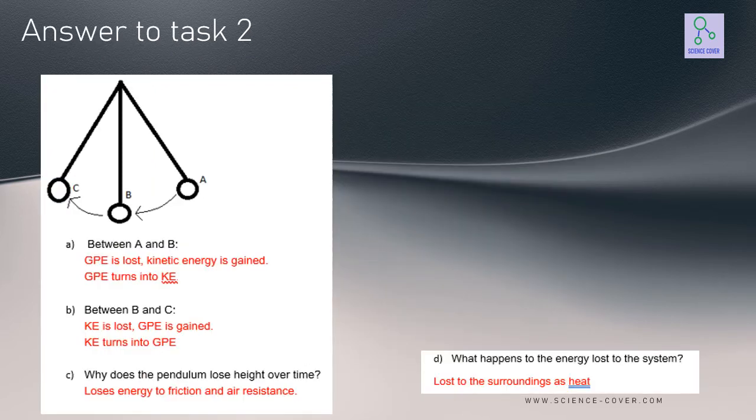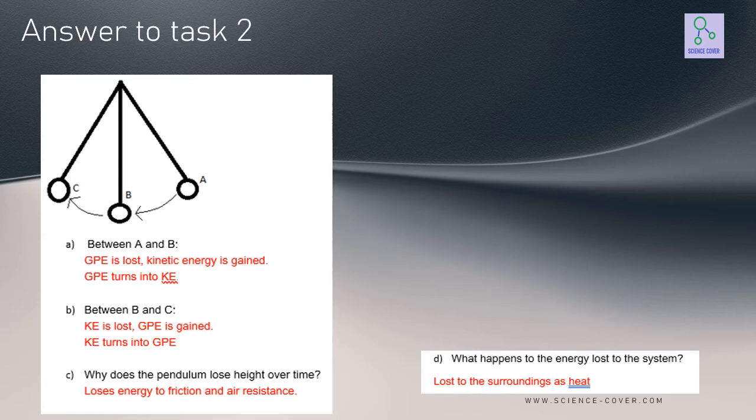Let's have a look at the answer to task 2. Between A and B, we are losing height, so gravitational potential energy must be lost, but therefore we will gain kinetic energy. So GPE turns into kinetic energy between A and B. As we move from B to C, kinetic energy is being lost, but gravitational potential energy is being gained. So kinetic energy is turning into gravitational potential energy.